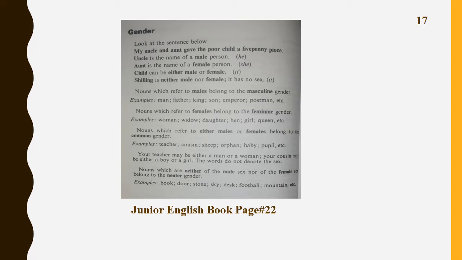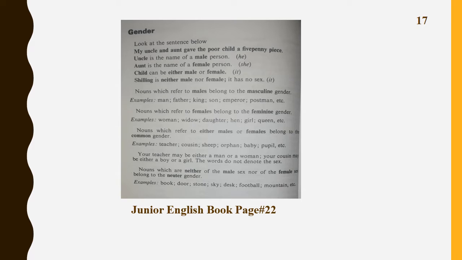Uncle is the name of a male person, he. Aunt is the name of a female person, she. Child can be either male or female, it. Shilling is neither male nor female, it has no sex, it. It means that child and shilling both will be neutral genders.